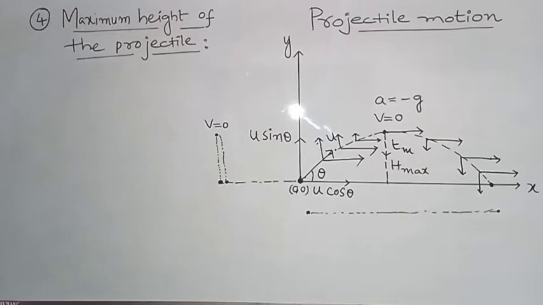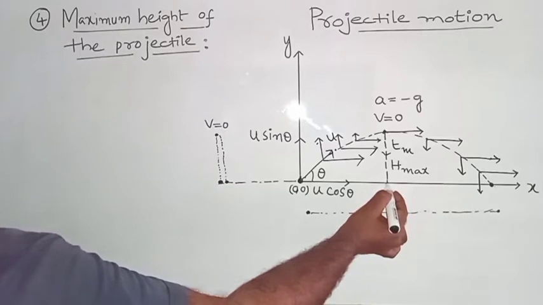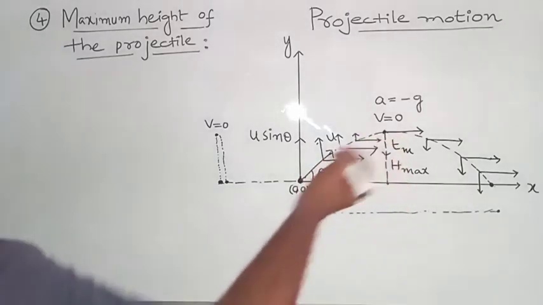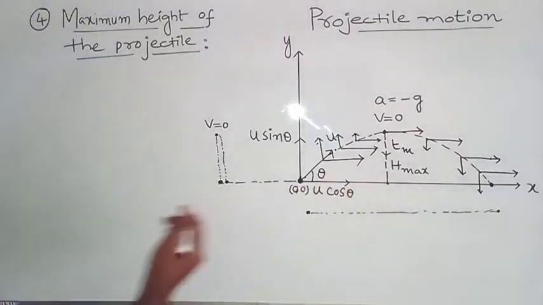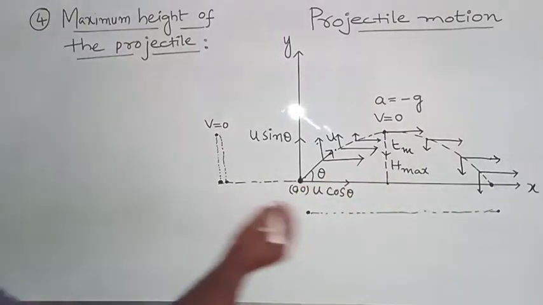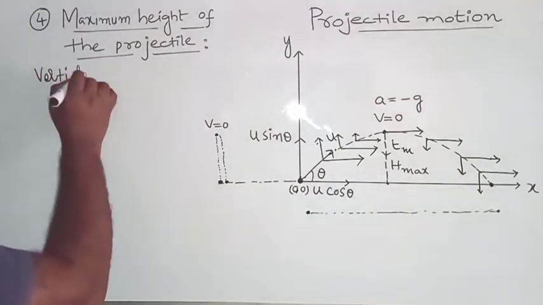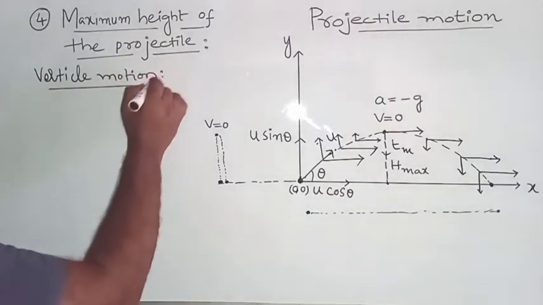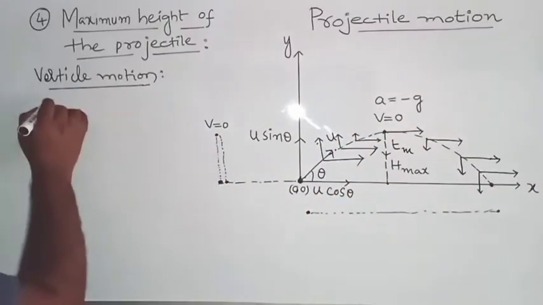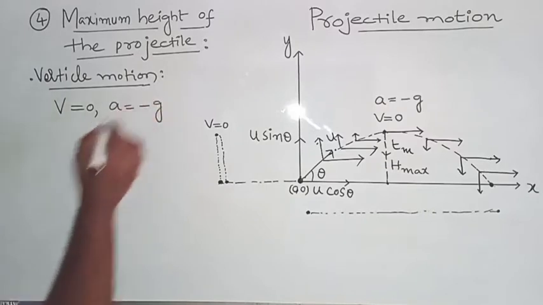What is the maximum height of the projectile? From the ground, how much maximum height is attained by the projectile is called the maximum height of the projectile. For that, how to calculate the equation? Take vertical motion. In vertical motion, at maximum height, velocity is 0. Acceleration is minus g.